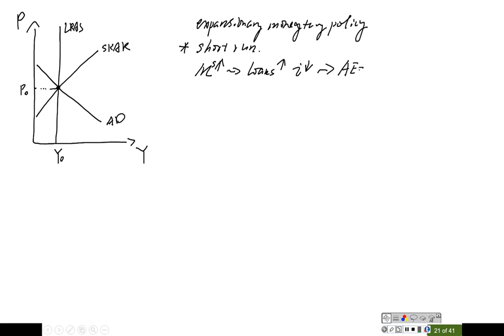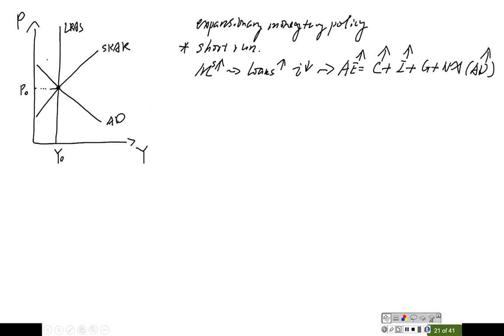Let's look at aggregate expenditure. With more loans available and a lower interest rate, personal consumption will go up because people will get more loans to buy cars and houses. And firms, with more loans and lower interest rates, will make more investment. So aggregate expenditure increases, and this means the demand for the whole society goes up.